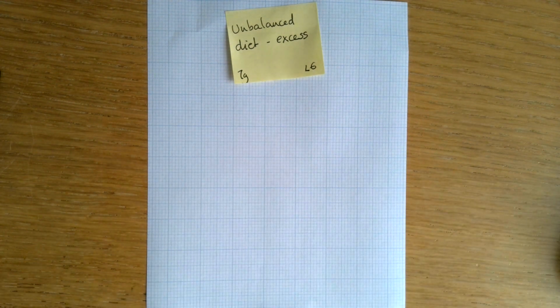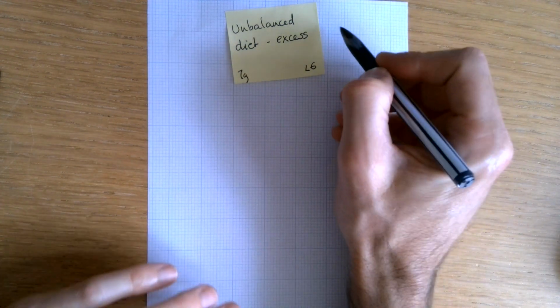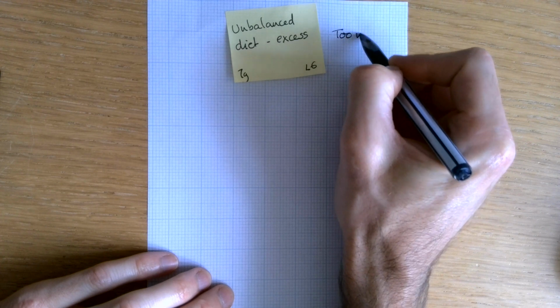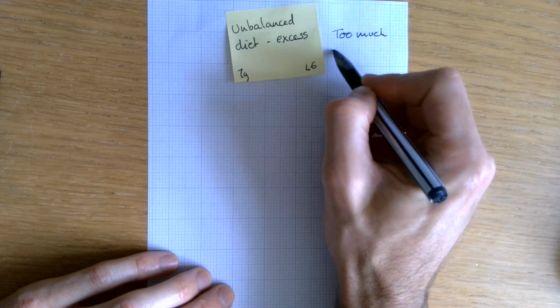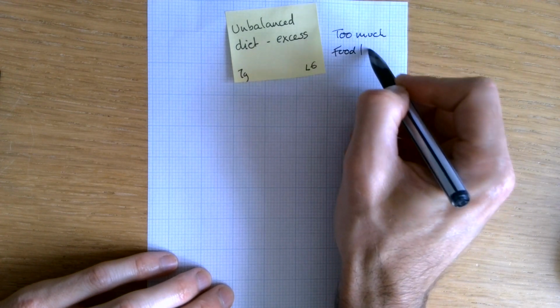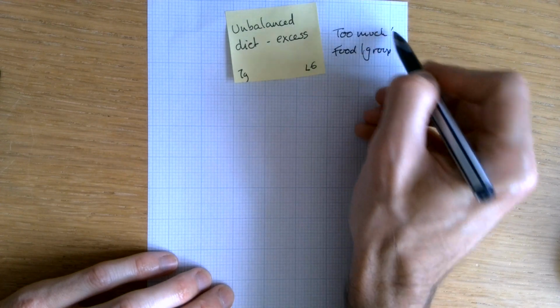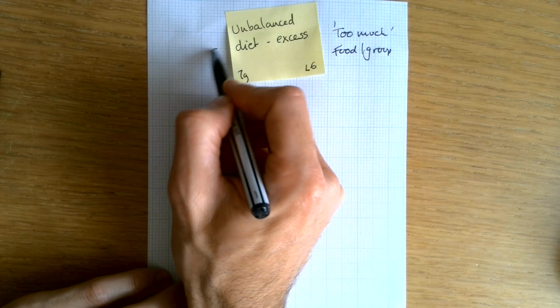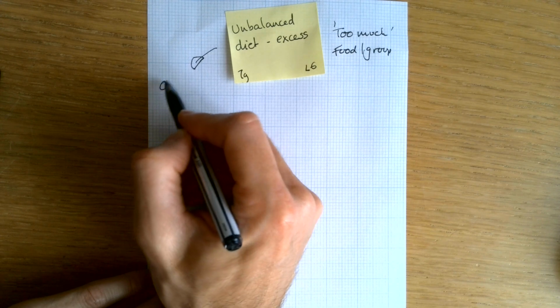Okay, we're going to have a look at unbalanced diets, and in particular we're going to have a look at what happens when you have an excess of either too much food or a particular food group. In particular, we're going to have a look at obesity.